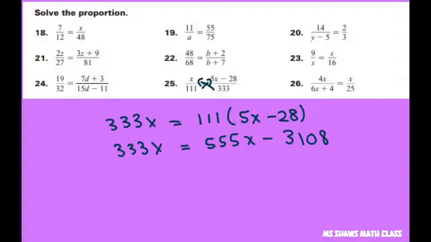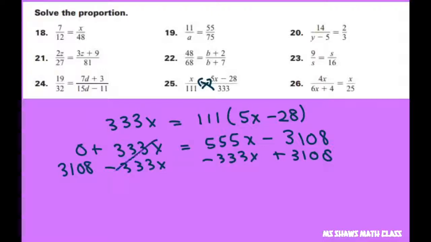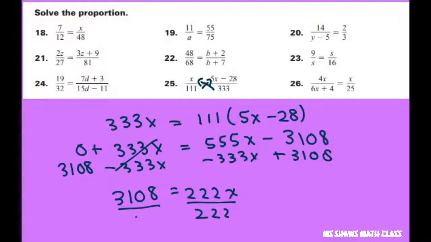So what I'm going to do is subtract 333x from both sides and add 3108 to both sides. You could put a 0 there if you want. So this cancels and you get 3108 equals 222x. Now divide 3108 divided by 222, and x gives you, let me write this down. x is going to equal 14.